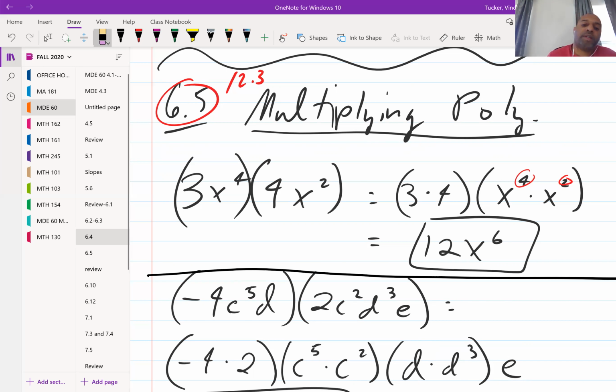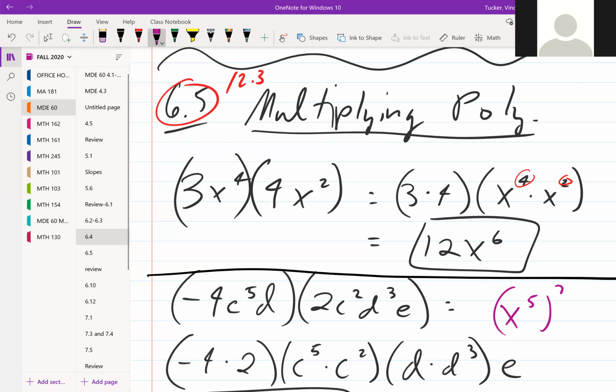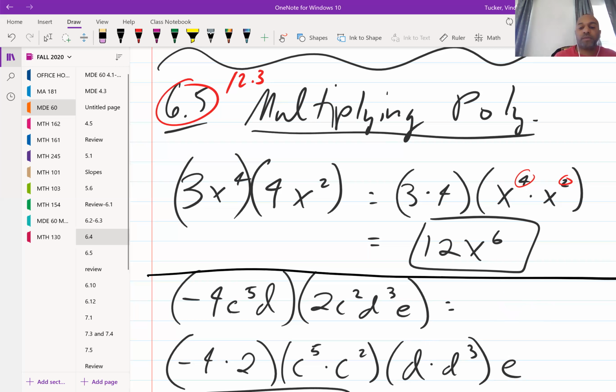Looking at the next one, negative 4c to the fifth d. So we never multiply the exponents, correct? We just add them. Nope. Well, you do whenever, well, not in this scenario. Remember, we talked about exponent rules. If you're raising a power to a power, if you see this scenario, that's when you multiply your exponents, but not when you just multiply your variables. Okay.